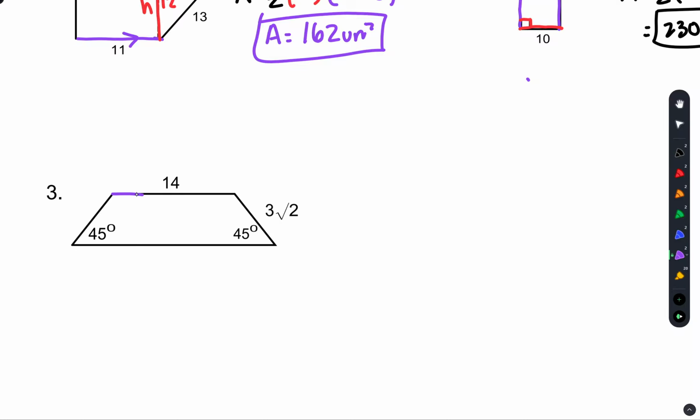I know that I have one of the bases. Let's call this base 1. I do not know this second base. And I don't know the height of this trapezoid. So the very first thing that I'm going to do, I see those 45 degree angles. I'm going to draw in a height so that I can use those 45 degree angles. We're going to call this H.